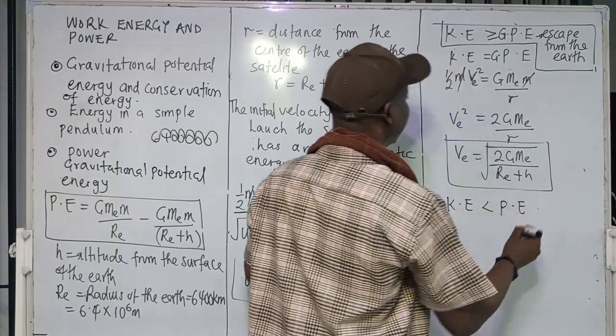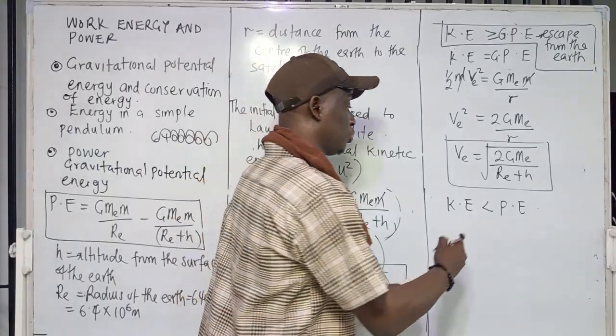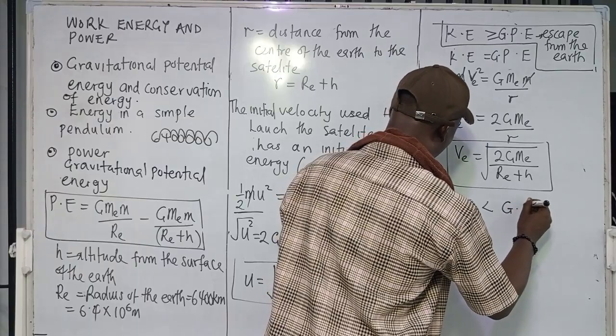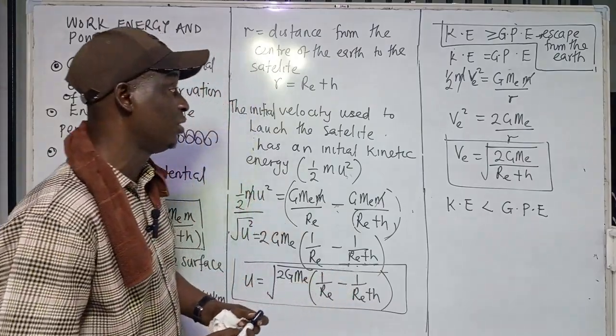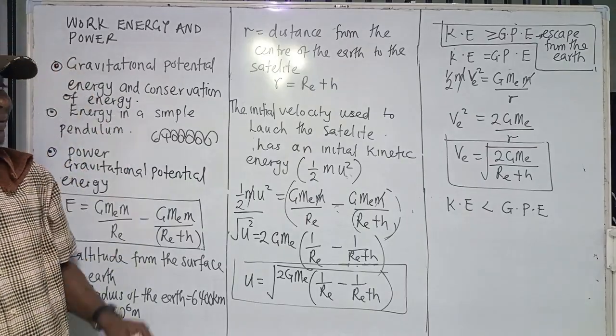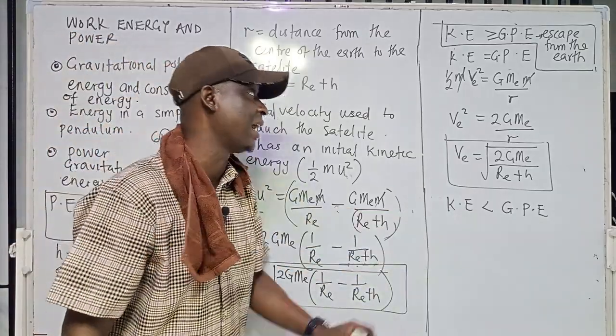The potential energy. Please take note of that. That means the kinetic energy used to launch the satellite must be smaller than the gravitational potential energy. It must be lesser than what? Gravitational potential energy. So take note of that. Very important to note that. So it must be lesser.